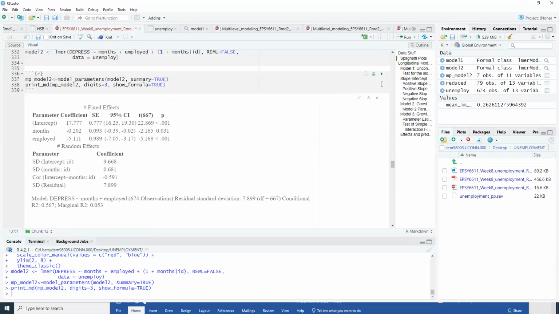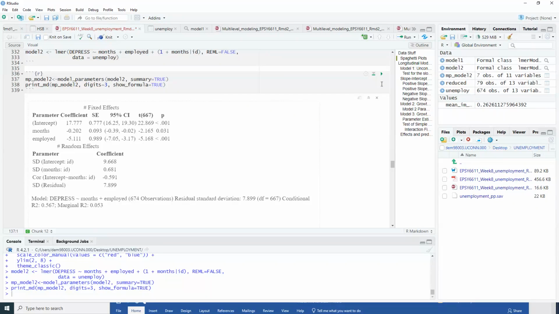And now the months slope has changed a lot. Wasn't it negative 0.4 or something? Now it's negative 0.2. How do I interpret this month slope? I don't interpret it the same way anymore. It's still a monthly growth slope, but holding employment status constant at 0. Exactly. So it's really the monthly growth slope after controlling for employment status, constant at 0.